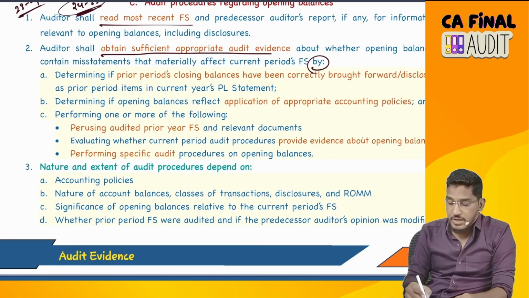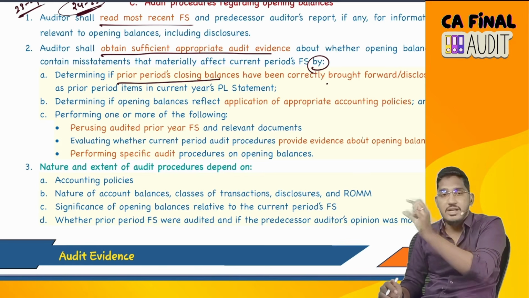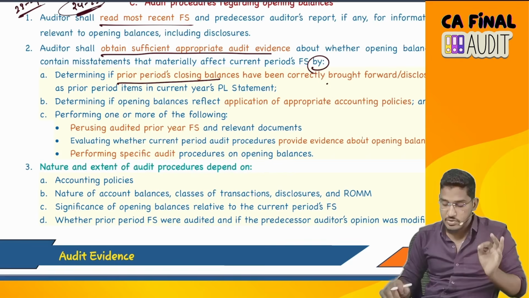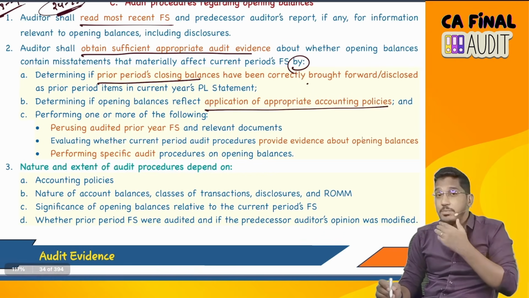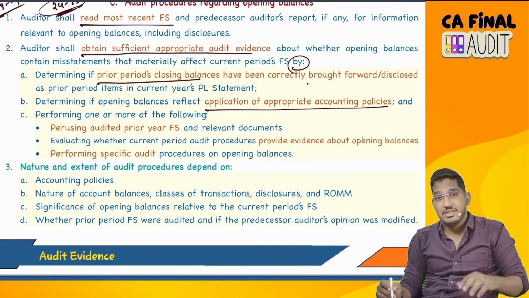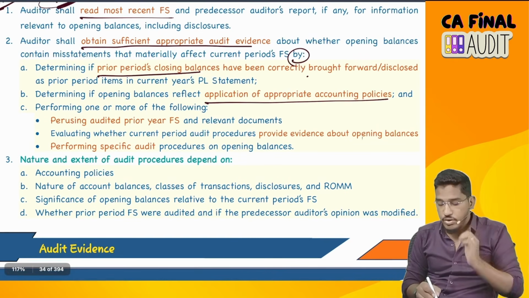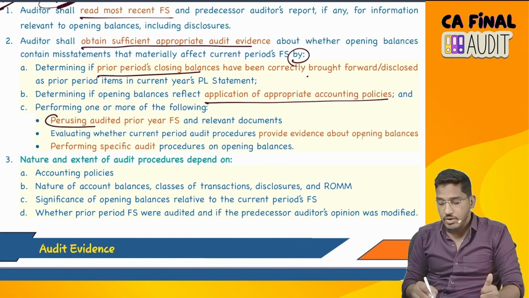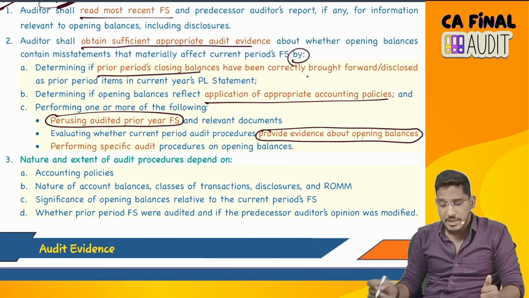Which procedures? Number one, determine if prior period closing balances have been correctly brought forward. Take last year's balance sheet and check whether last year's figures are correctly brought forward into the accounting software. Then determine if opening balances reflect application of appropriate accounting policies. Whatever accounting policies are reflected in the opening balances, you have to check whether they are appropriate or not. And perform one or more of the following procedures: perusing the audited prior year financial statements, and evaluating whether current year audit procedures provide evidence regarding opening balances.